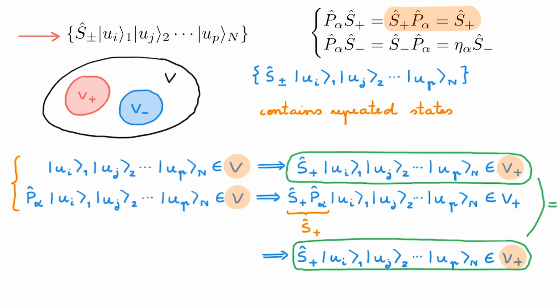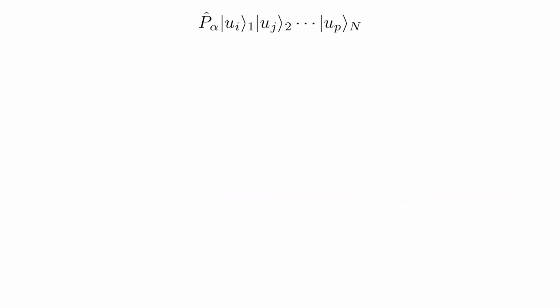But this makes perfect sense. Permutations of identical particles don't change the physics, so any permutation of a basis state in V plus or V minus should give the same basis state. So we have just found that if we consider any permutation P alpha of a basis state of V, then the basis states in V plus or V minus that we obtain by applying the symmetrizer or antisymmetrizer are repeated. This means that the representation provided by this basis is not ideal for studying systems of identical particles because there is a lot of redundancy, and it motivates us to introduce a new representation called the occupation number representation.